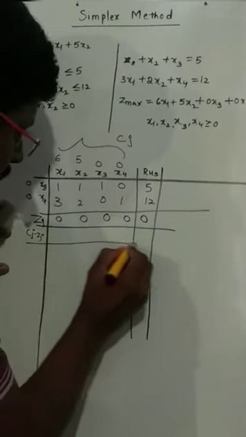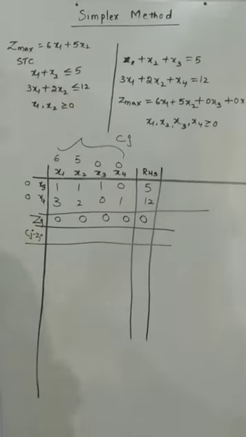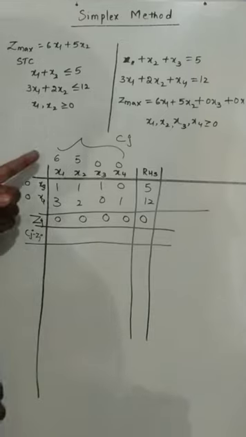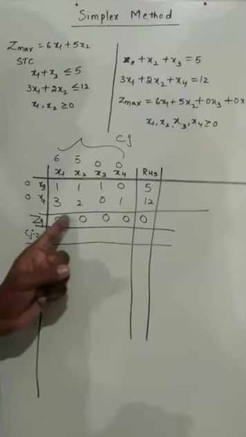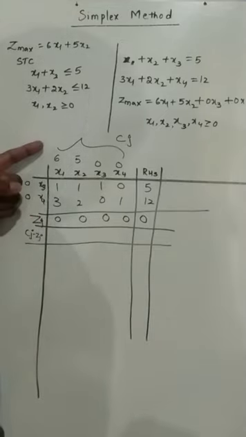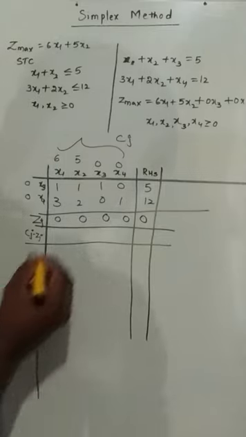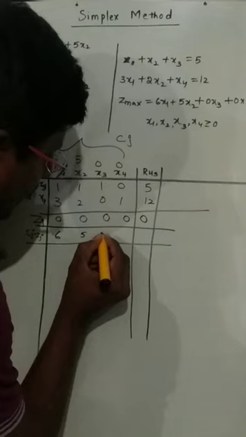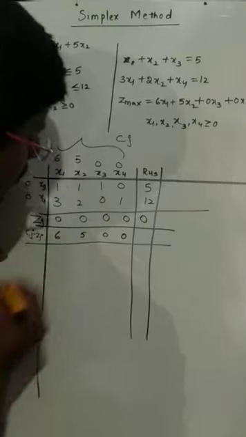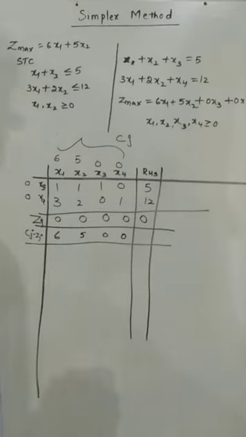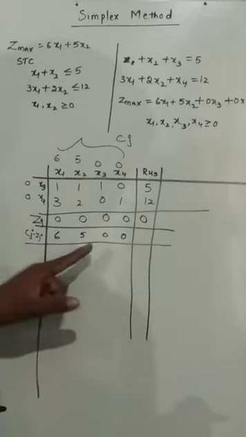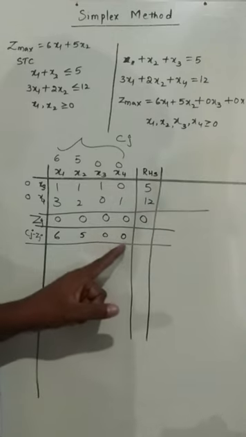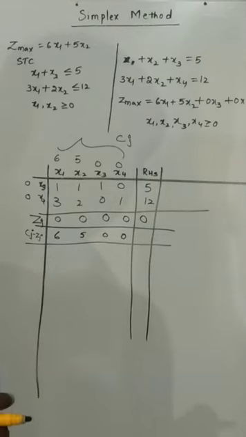We need to find out Cj minus Zj. Already we know the Cj values, and the Zj values we have already found. Cj minus Zj is 6 minus 0, so we are getting 6. 5 minus 0, 5. This is 0, 0. One more thing you have to keep in your mind is, for the variables you made basic variables, the Cj minus Zj values are 0, 0. You have to keep that in mind.